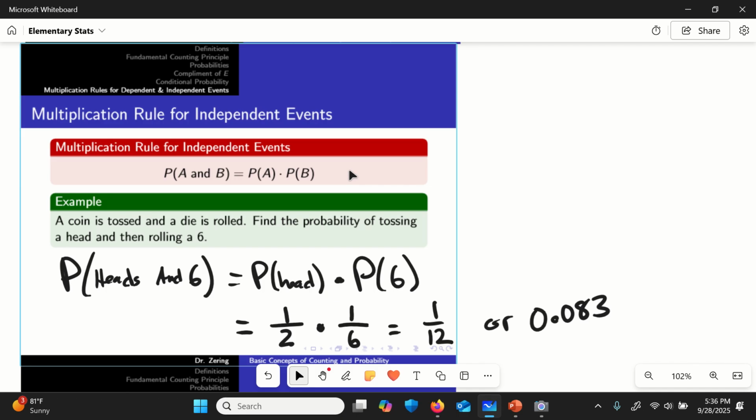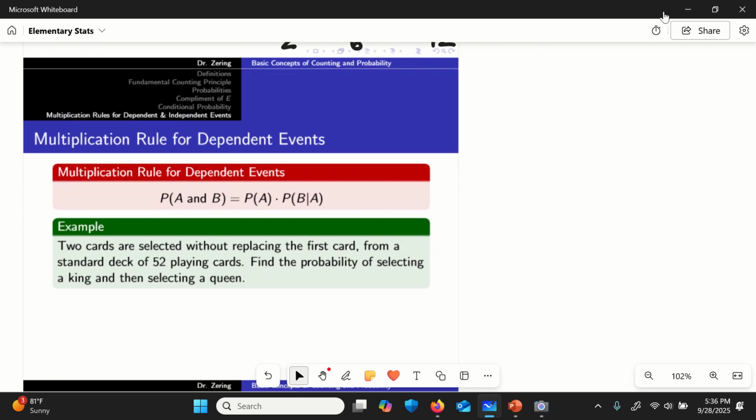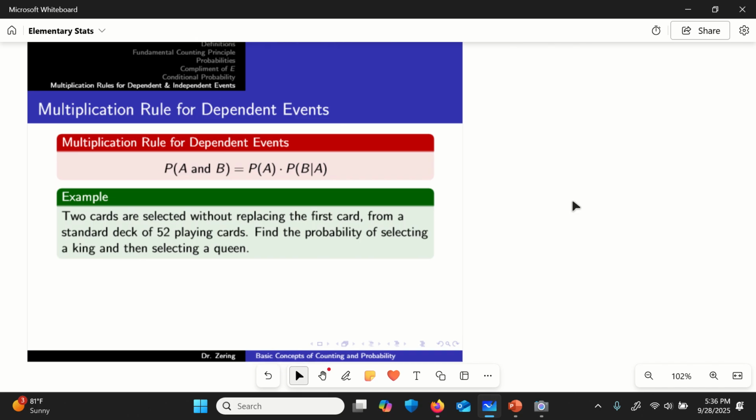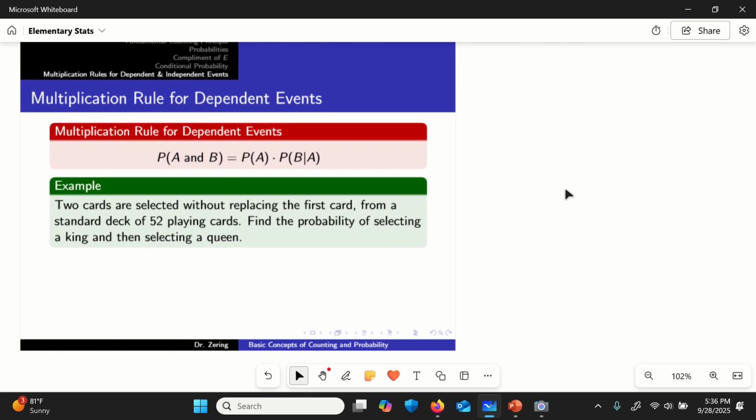If the events are not independent, then one of these changes a little bit, and we use the conditional probability rather than just the probability of event B. So let me pull up the last example. Here's our multiplication rule for dependent events. This is like the playing cards. We have a deck of playing cards. We pull out 2 cards, and we want to know the probability that the first card is a king, and then we also pick a second card, and it's a queen.